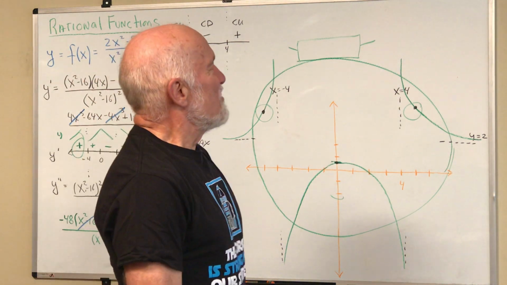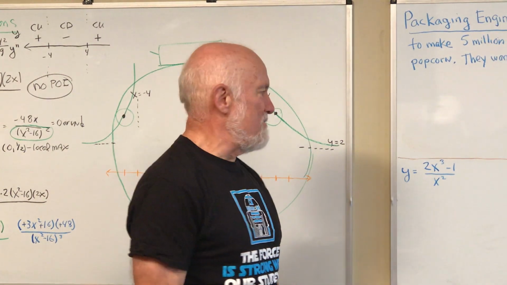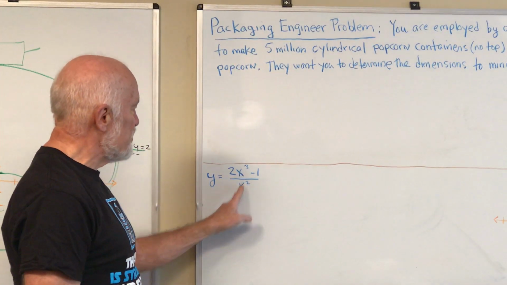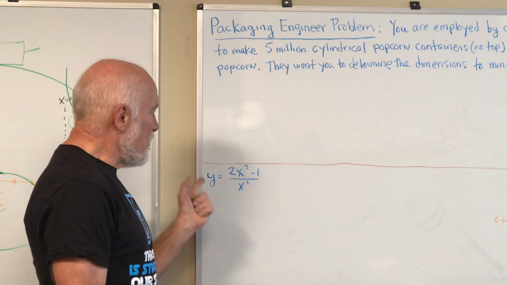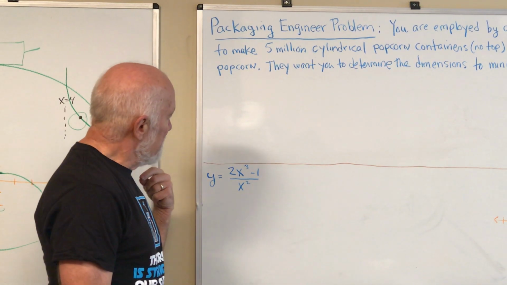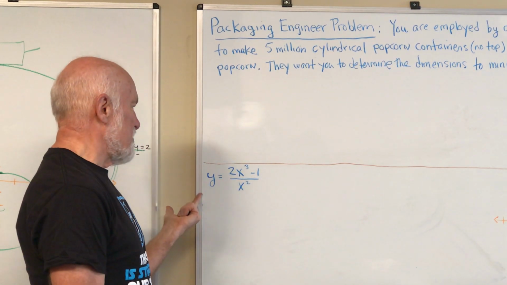Okay, so let's just try one more, but make one that won't take quite so much time. A little bit easier one. This is also a rational function right here. But this one, when I look for asymptotes, I'm not going to find any horizontal asymptotes.